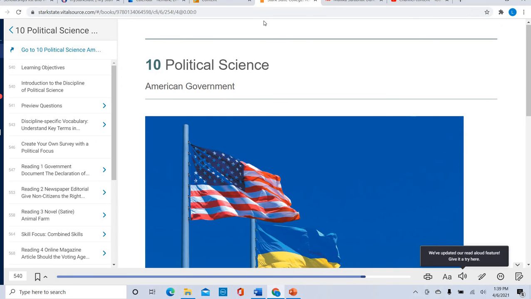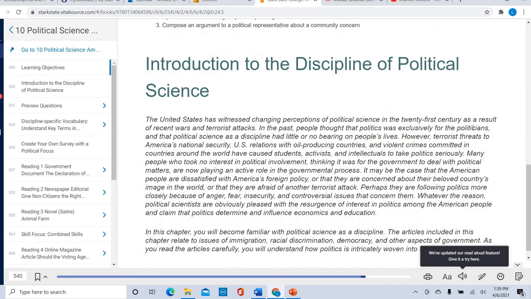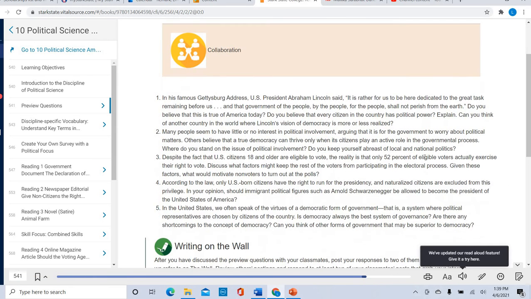I'm going to go ahead and get into our textbook. Again, you can see we're on political science, specifically American government. So it gives our little introduction. Again, I always encourage you to read that. And as you're reading it, you'll see the introductory questions. That's always the basis of one of our discussion posts.